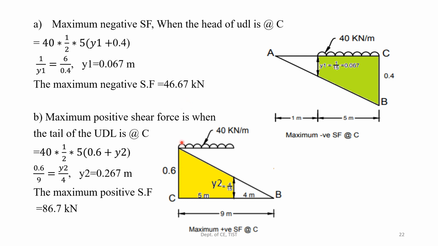Okay. So next thing we have to find is the maximum positive shear force. It occurs when the tail of the UDL is at the section C. Similar to the previous case, here the ordinate is y2, so just take the property of similar triangles.